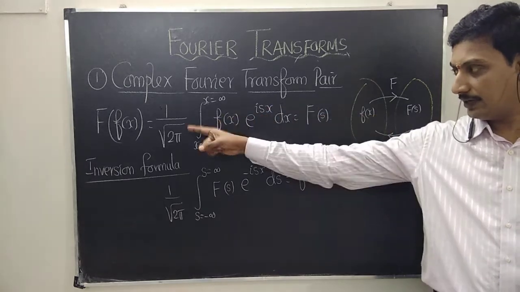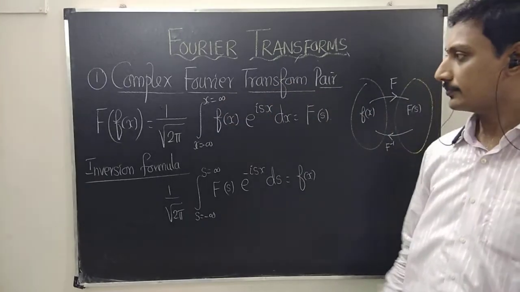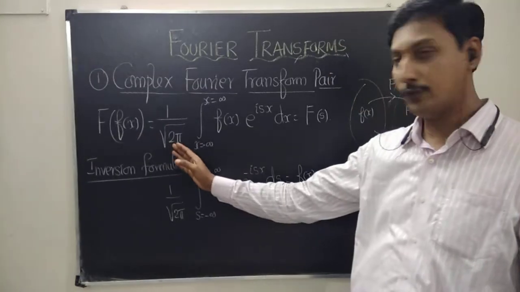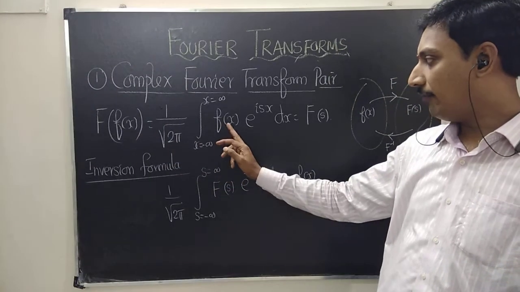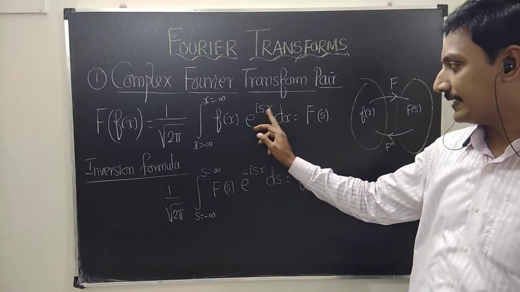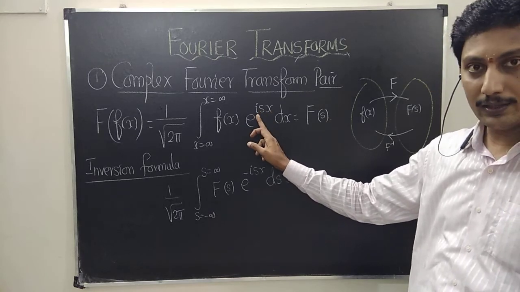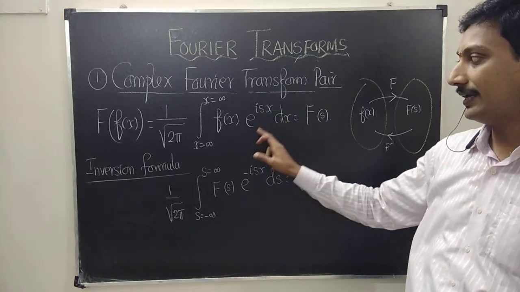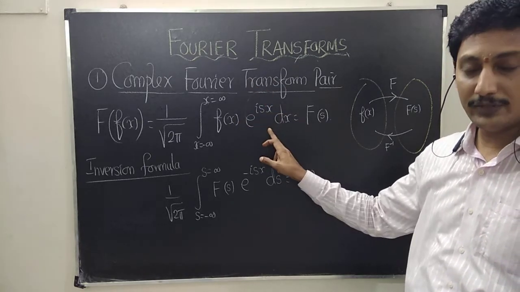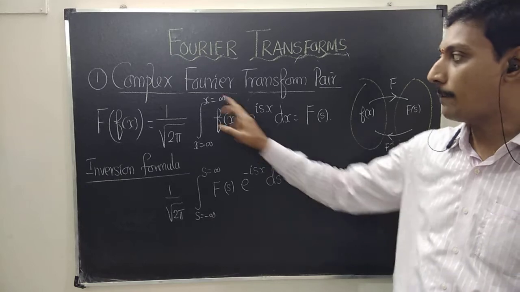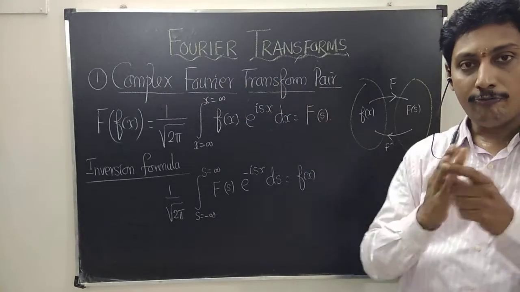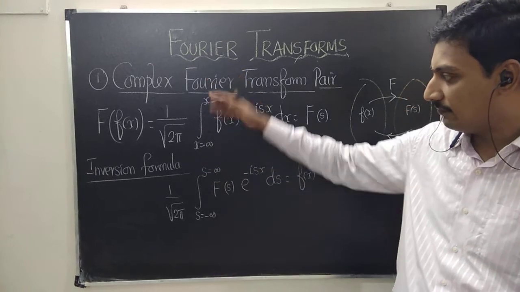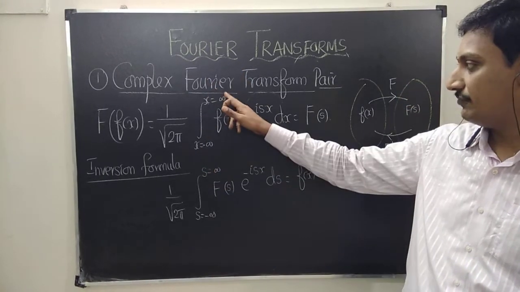Let us see that definition, the formula. The Fourier transform of f of x is equal to 1 by square root of 2 pi, f of x e to the power i s x. What's the i? i is a complex number. This is called the kernel of the Fourier transform. Kernel. This is in terms of the complex number. This is called the complex Fourier transform. This is called the full range, for minus infinity to plus infinity.